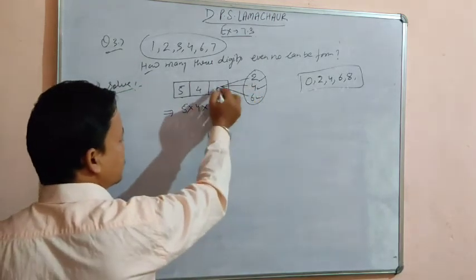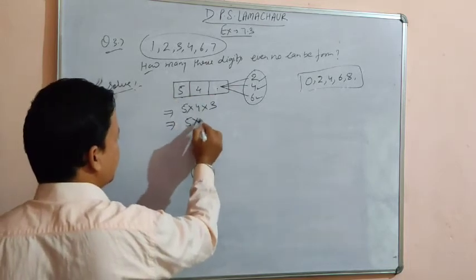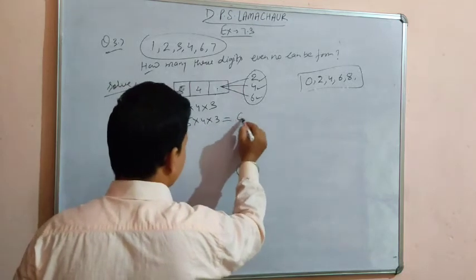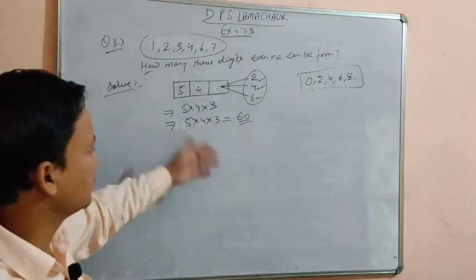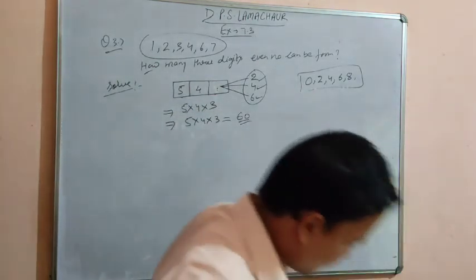So there are only 3 options to fill the unit place. So what is the possible number of arrangements? There are 5 into 4 into 3, that is 5 4s are 20, 20 3s are 60. Okay, there are 60 arrangements. Yeah, you can say 60 permutations. Okay, now next question, question number 4.